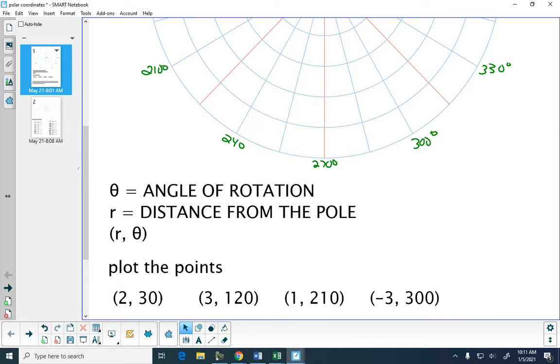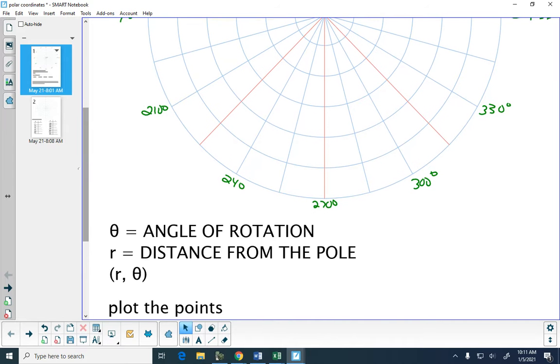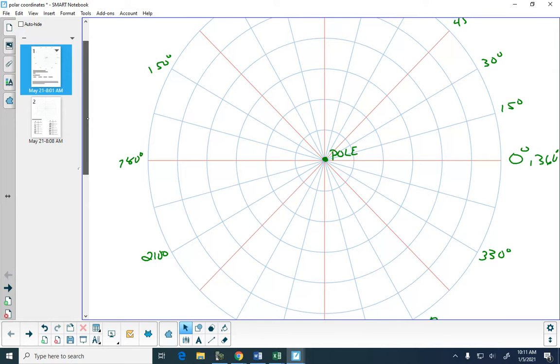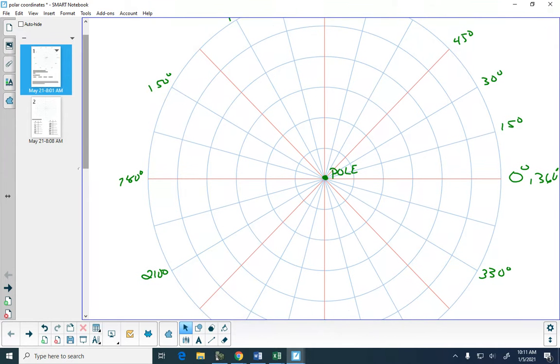This will be r theta. Now, this distance from the pole, what do we do with this distance to the pole? Well, that's what these circles are for. These circles are to count out your distance from the pole.